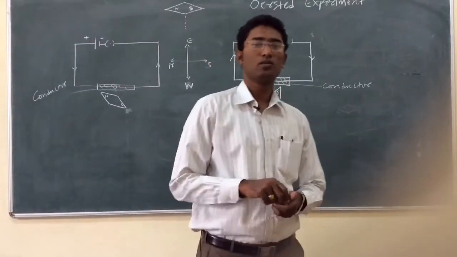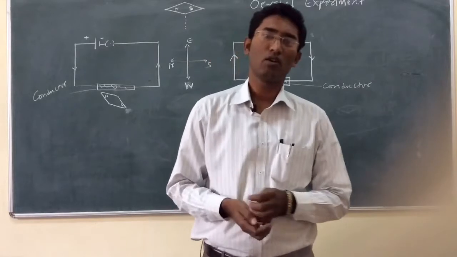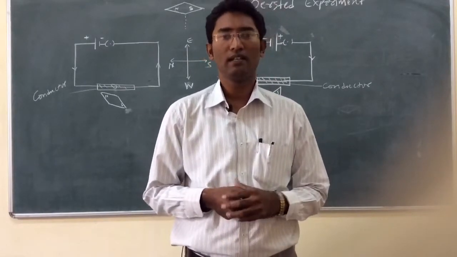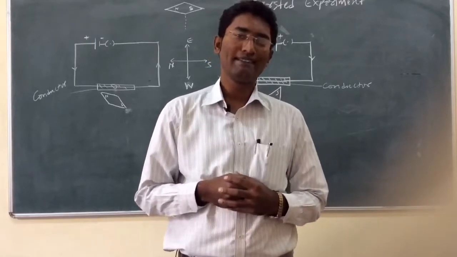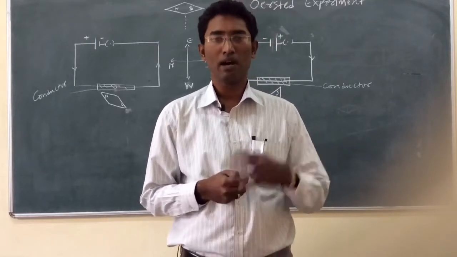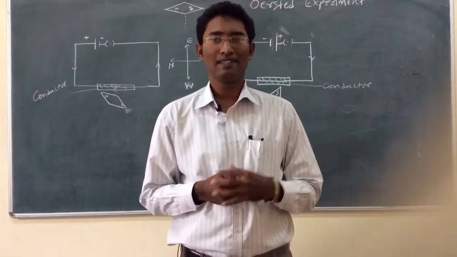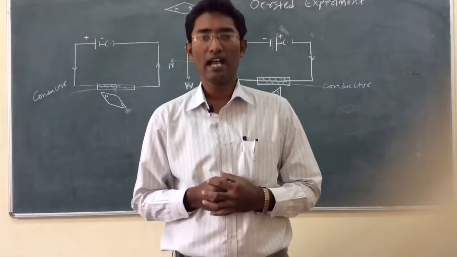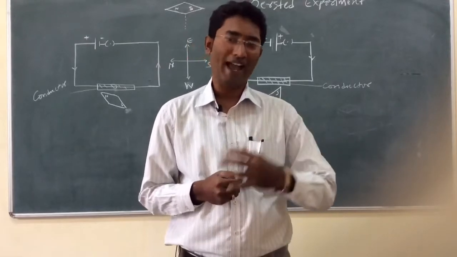Hello students, today we will see Hans Christian Oersted's experiment. In 1820, Hans Christian Oersted discovered that whenever electric current passes through a conductor, a magnetic field is created around the conductor, which is a fact.